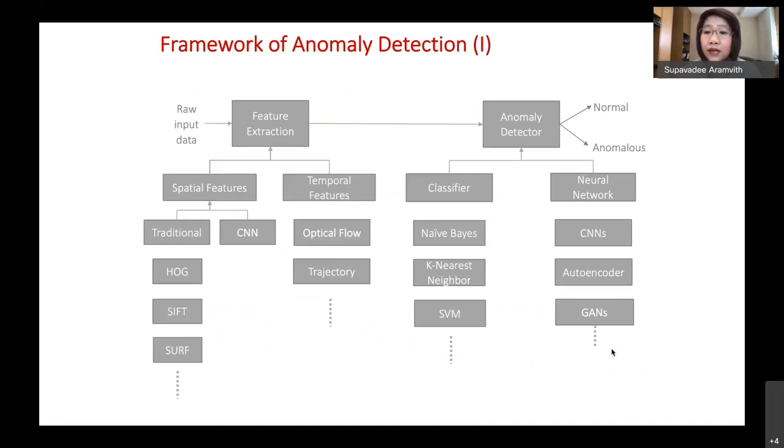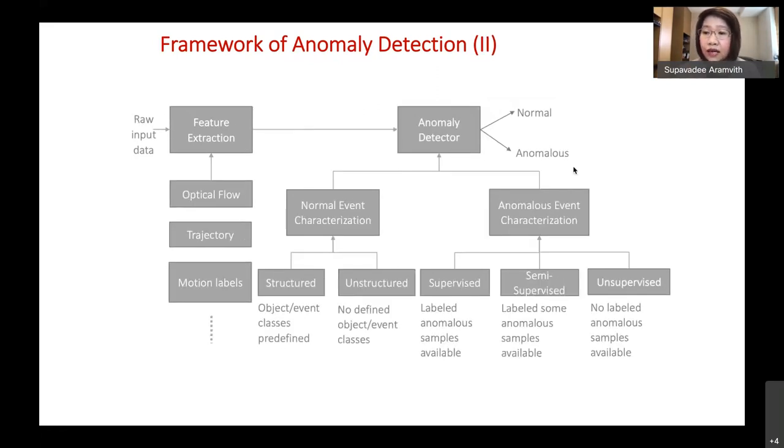The process of anomaly detection consists of feature extraction and then the anomaly detector. Feature extraction can use spatial features, with many different handcrafted methods or CNNs, or temporal features, which can be optical flow or trajectory. Then for the anomaly detector, we have several popular classifiers and also neural networks. At the end, we would like to classify whether this is a normal or an anomalous event. In the anomaly detector, we also need to define how we characterize a normal event or an anomalous event.